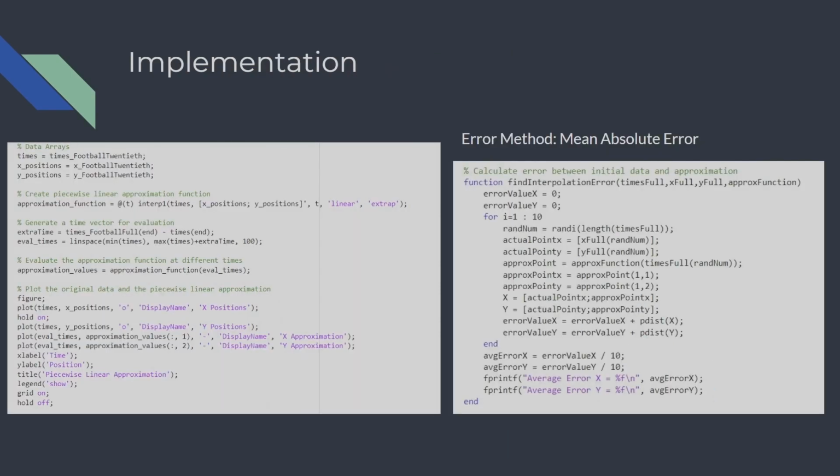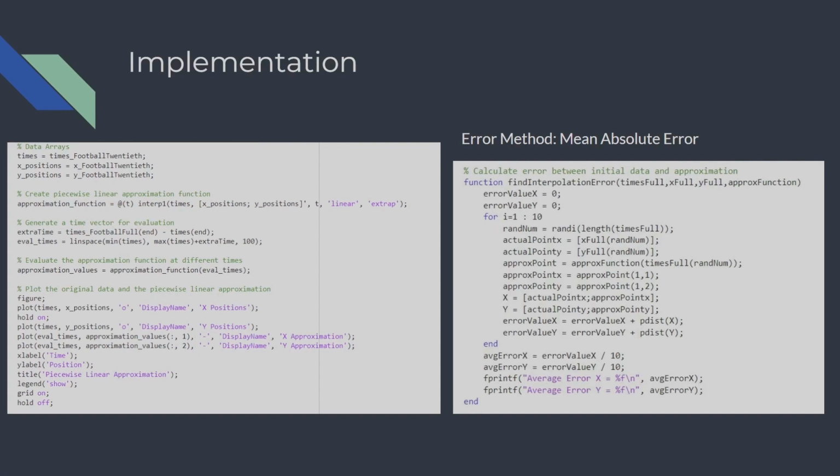For our implementation, we used MATLAB, and on the left you can see how we interpolated the data. At the top, we use the data arrays and then put them into the interp1 function to make the approximation function. Within this function, you can determine whether it is linear or spline, as seen on the right side. Then the evaluation times for the data are determined using the full times and the times used in the approximation, and this is for extrapolation purposes. And on the bottom, you can see where the x positions and the y positions are plotted according to time.